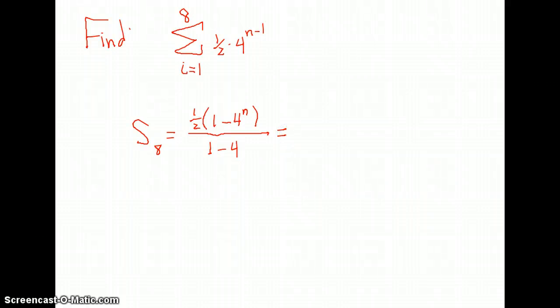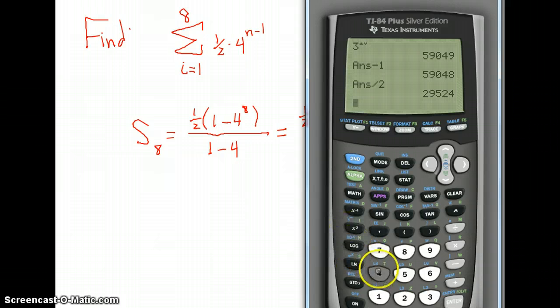Ooh, I left that as n. I know what n is now. I don't have to say n. I was all excited about how it's just n, not n minus 1, and I forgot to actually tell you that n is 8, or, you know, use my n is 8. Half times 1 minus, oh man, 4 to the 8th power.